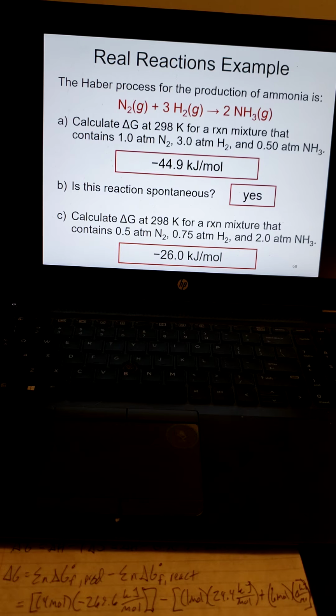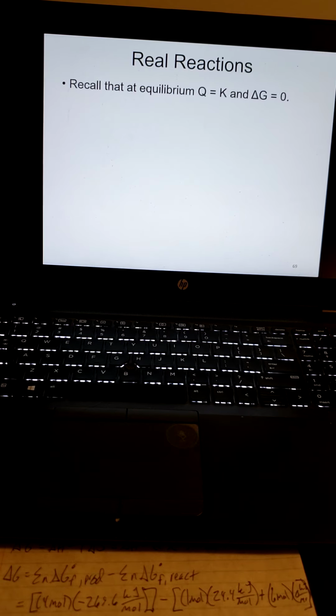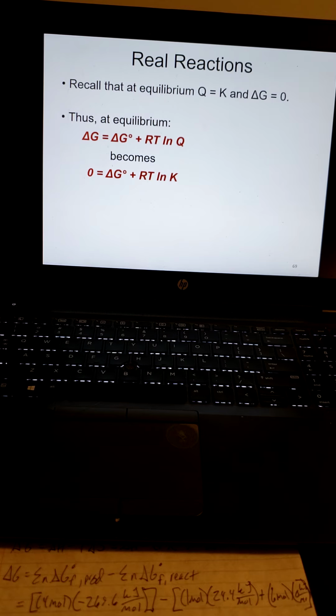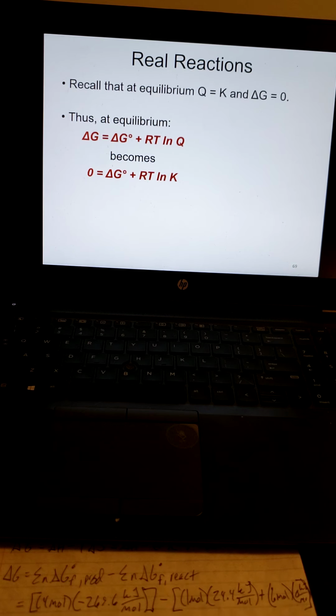At equilibrium, right? Okay, now what does that mean about delta G though? When we're at equilibrium, Q equals K, and delta G is 0. So then what happens if I start trying to rearrange these equations? We had delta G equals delta G naught plus RT times the natural log Q. If we're at equilibrium, then delta G becomes 0 and Q becomes K. So we end up with 0 equals delta G naught plus RT natural log of K.